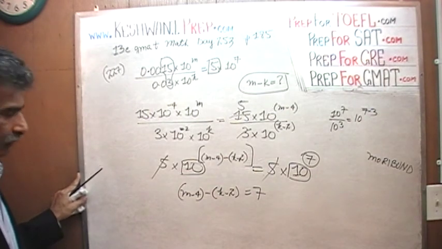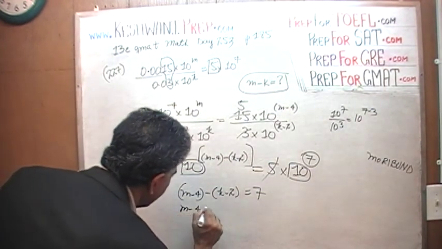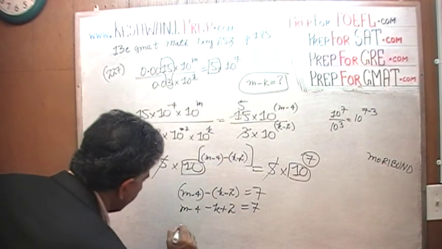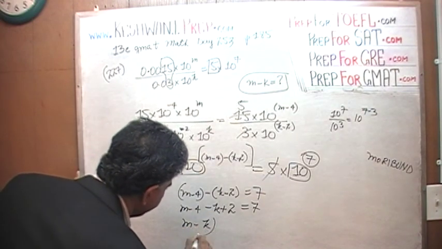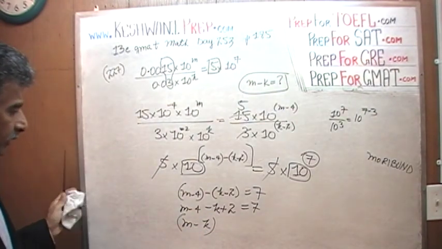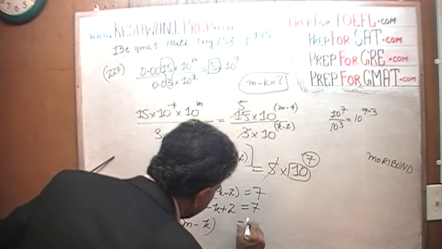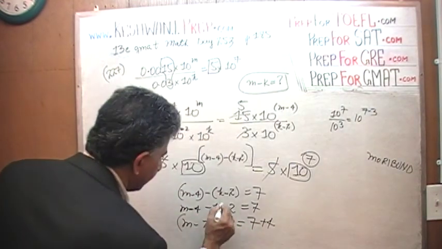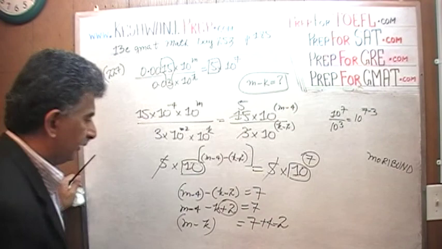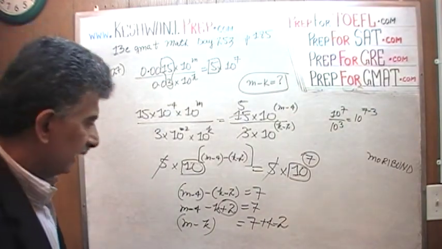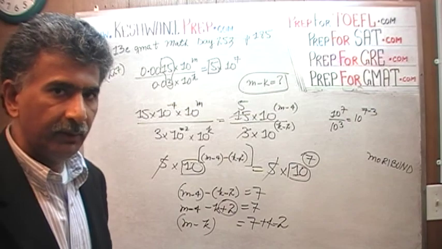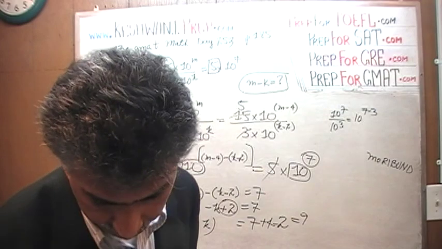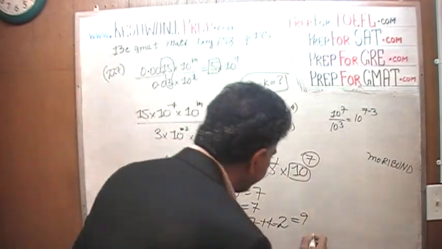We're almost there. Let's open the parenthesis. M minus 4 minus k, and then this minus and a minus will become positive 2, equals 7. M minus k would equal 7, and then bring this negative 4 to the other side, it becomes positive 4, bring this positive 2 to the other side, it becomes negative 2, and therefore m minus k equals 7 plus 4 minus 2. 7 plus 4 is 11, minus 2 is 9. And that's what we're getting. Let's hope that's the right answer. 9 is answer choice A.